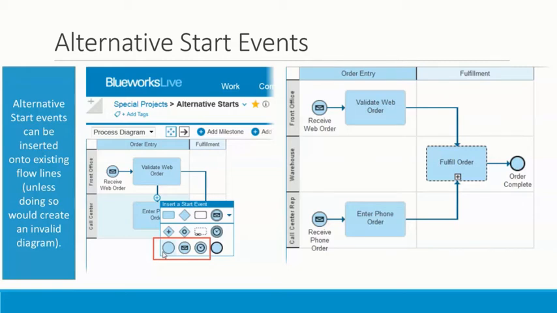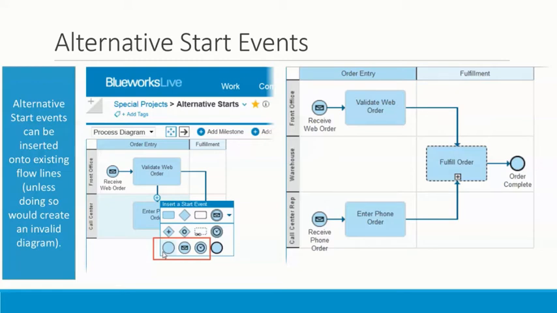The common way of modeling this is with multiple message start events, each one representing a different alternative starting point for the process. So now you can create alternative start events with Blueworks Live. You just click the Insert tool on the flow line coming into the activity that you want to be triggered by one of these alternative start events. So that's the tool that opens when you click the plus sign on the incoming flow line.